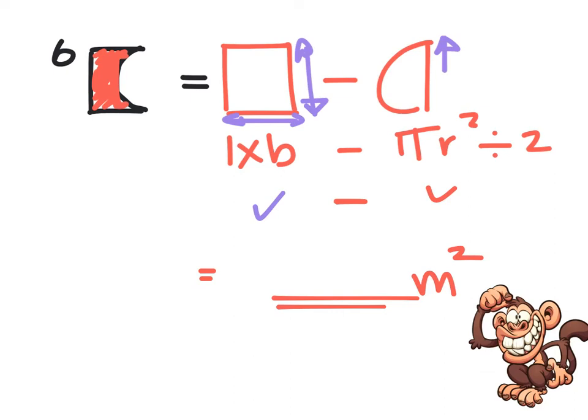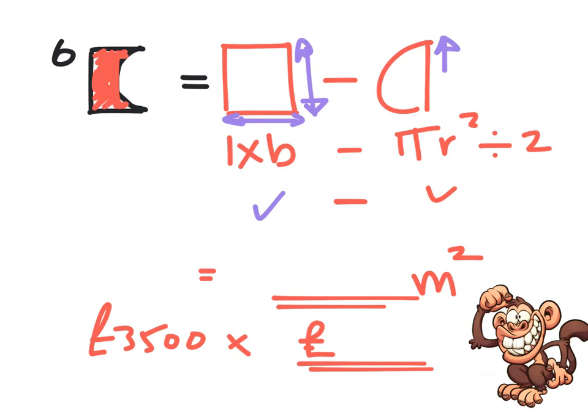Second part of this question is how much is it going to cost for the logo? Well, we know that it's £3,500 for every square metre. So whatever answer you got for the top part, do the calculation, and you've got how much it's going to cost you.